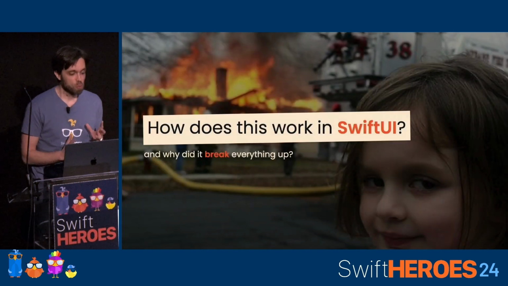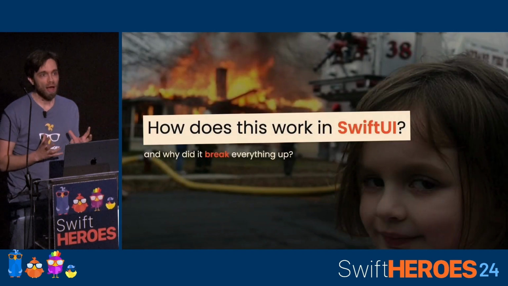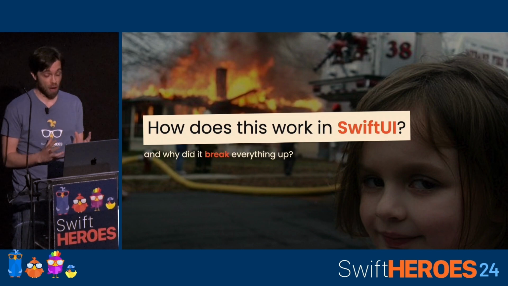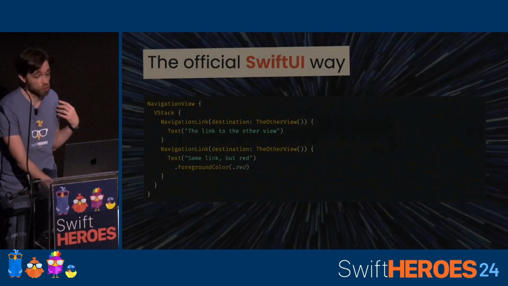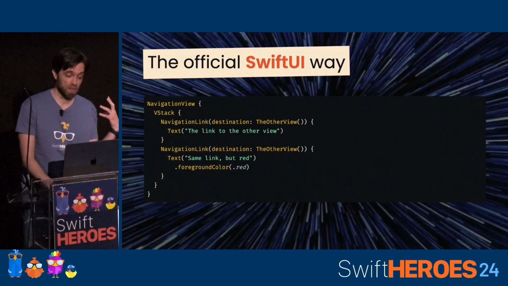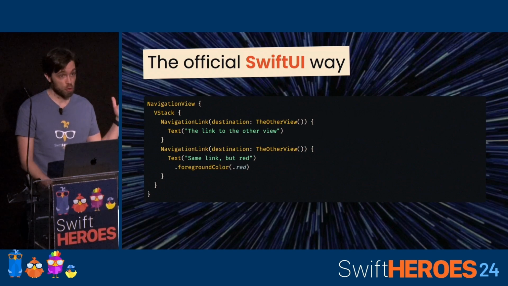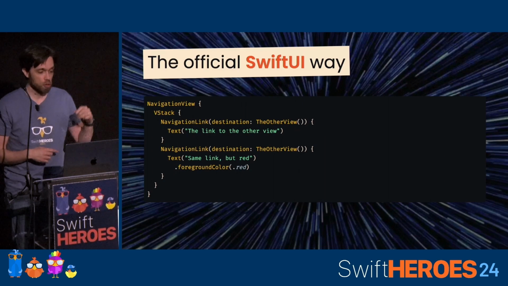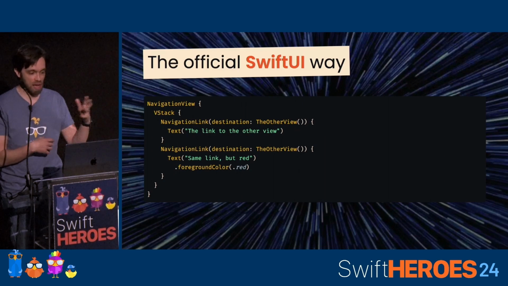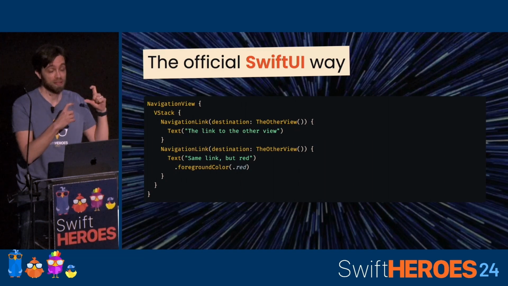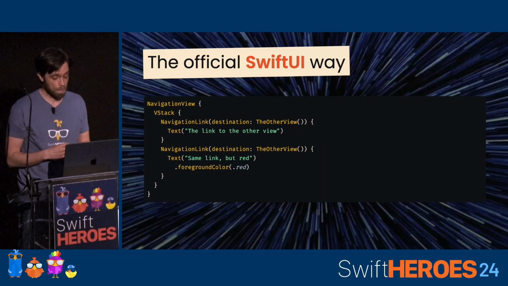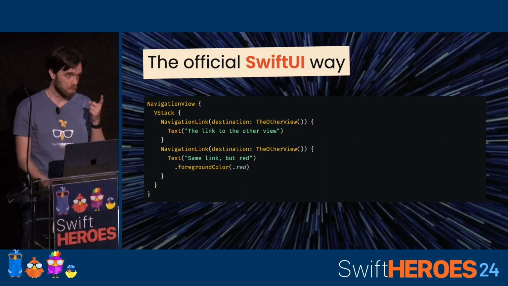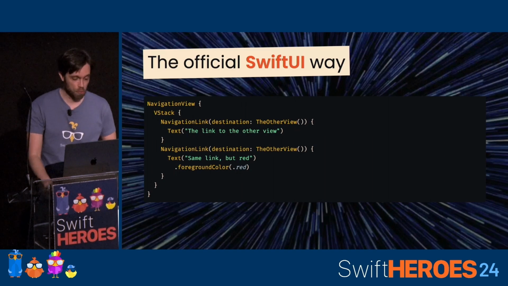Now, how does this work in SwiftUI, and why didn't this thing work for us? The official SwiftUI way is to have a navigation view. You can have multiple components in there. Then you get a custom object called the navigation link. You need to embed in there the destination view. You may have some text and other components defining your single items. But you might probably notice that I'm outdated here.